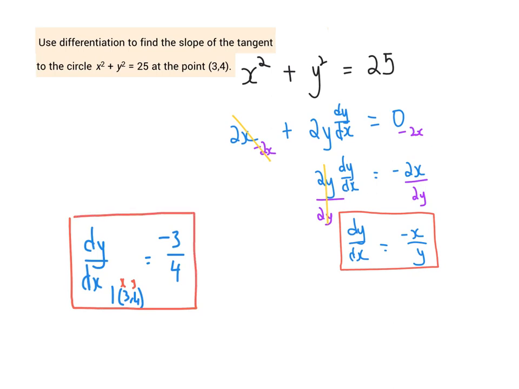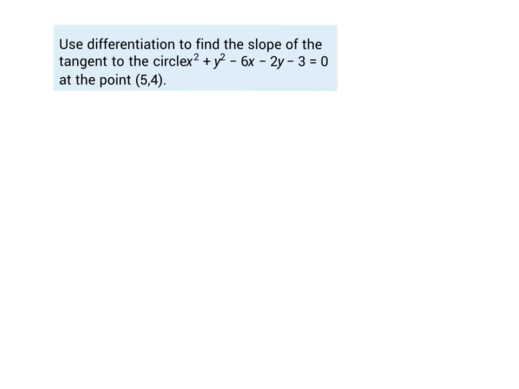Okay, so let's look at another using this same method. A similar type question. So here again we're given another circle and we're told the equation of the circle is x squared plus y squared minus 6x minus 2y minus 3 equal to 0. And we want to find the slope of the tangent to that circle at the point 5, 4. So let's differentiate it first.